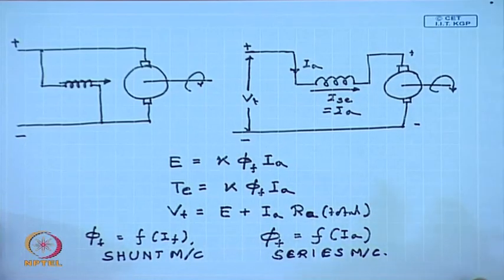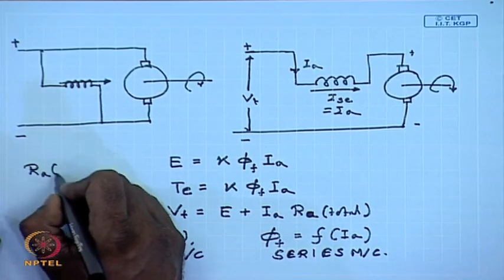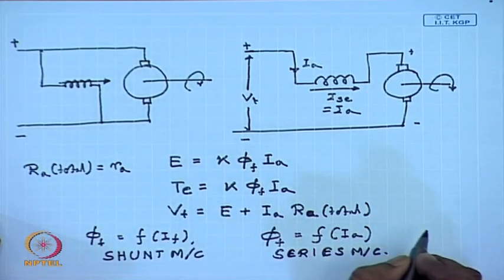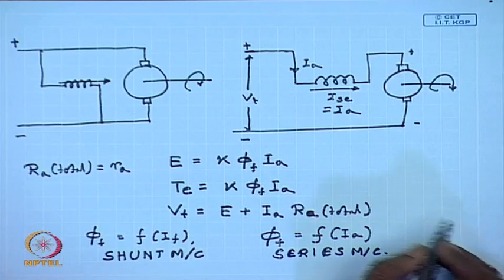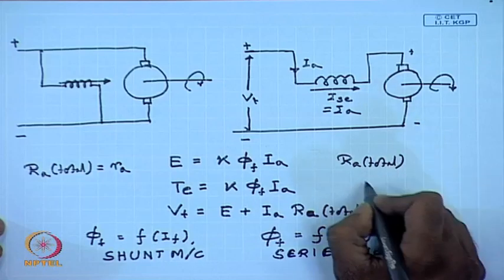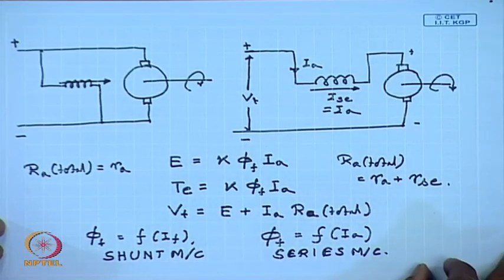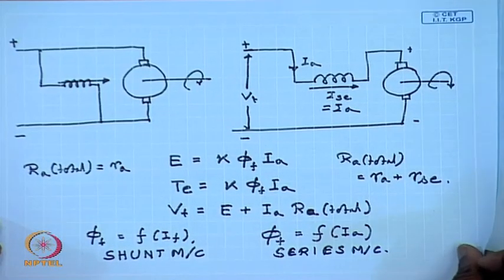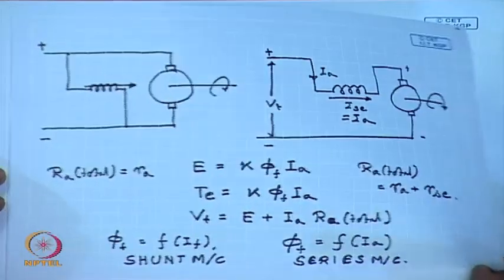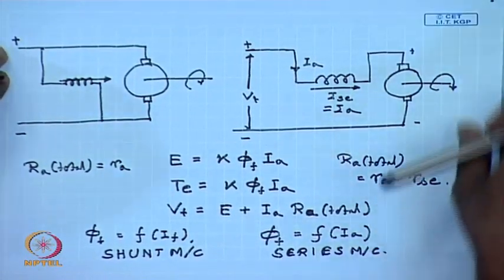Also, R_A total for a shunt machine, at least during running condition, is normally simply the armature resistance, possibly including the brush drop. For a series machine, R_A total even during running condition is equal to armature resistance plus the series field winding resistance. So, let us see how the torque speed characteristics and all other characteristics get modified because of the dependence of the field flux on armature current.